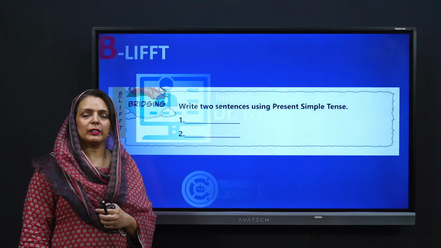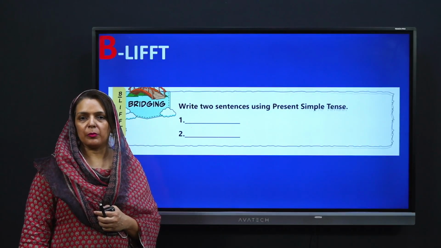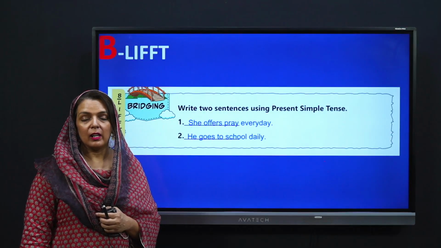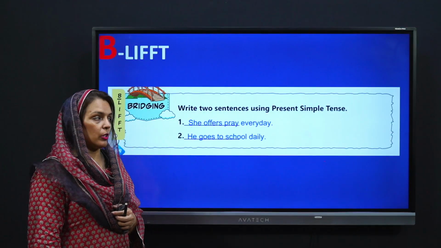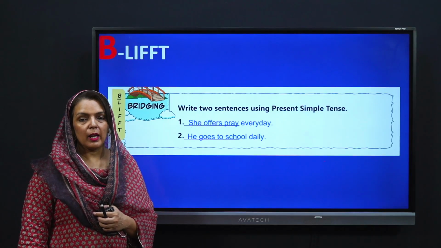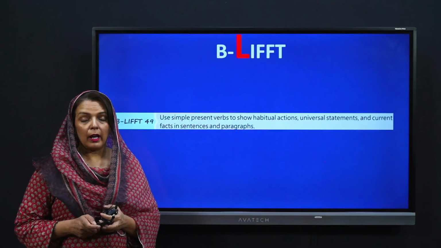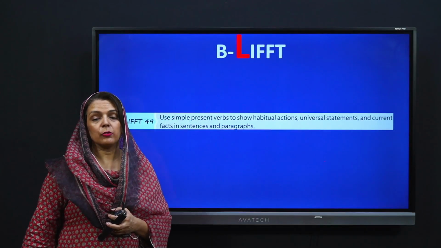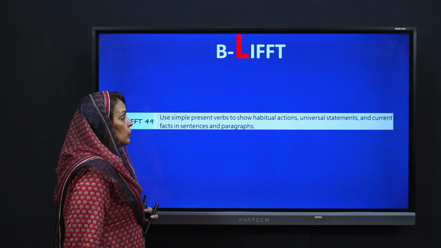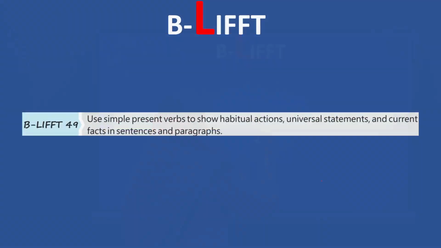I'm pretty sure that by now you have already done your bridging activity. This time your answer does not have to match mine because this is an open-ended question. You can write whatever you want, but it should be on topic. Now, what is the demand of the SLO? SLO clearly says that you have to understand the rules of present simple tense. Now, where can we use it? We can use present simple tense in habitual action, in universal statements, and in current facts.